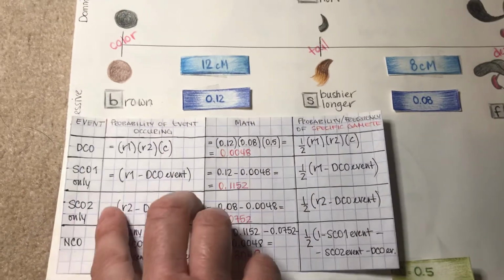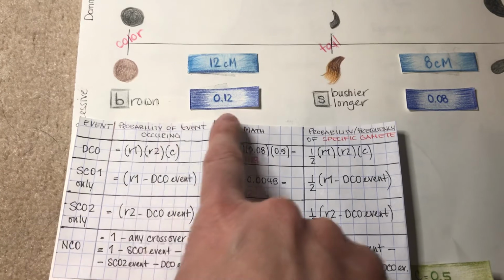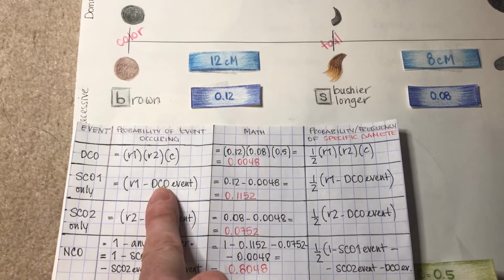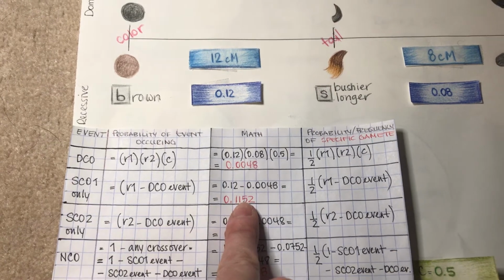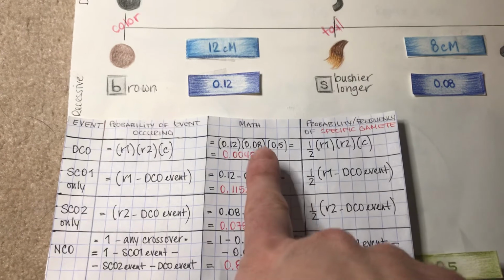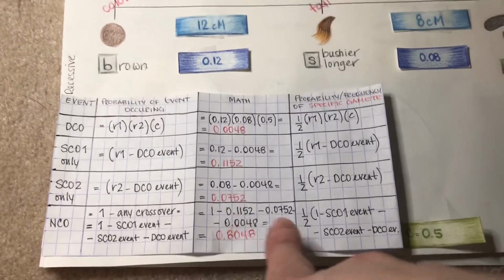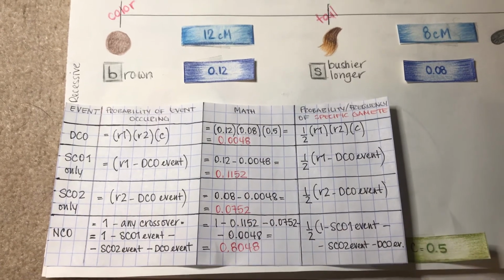To calculate the single crossover in region 1 only, it's region 1, 0.12, minus the double crossover event that we calculated. This gives us this number, and so on. Now, to calculate the probability of a specific gamete, that's nothing but dividing all these numbers by 2, simply because each event produces 2 gametes.